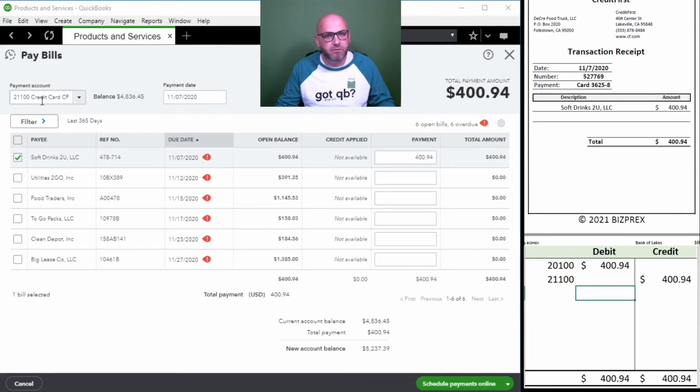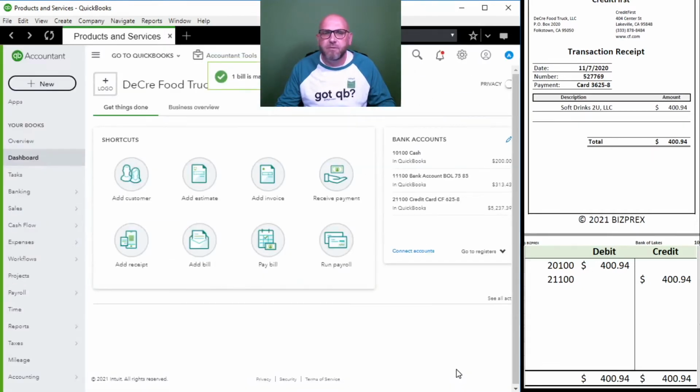But at the same time it is also a debit to account 2,100, our accounts payable account, and it's also a liability, and liabilities go up when debited. So we shifted from one liability to another. All right, see right here it says schedule payment online. Now we already did the payment, we got that receipt, so we're just going to save and close.